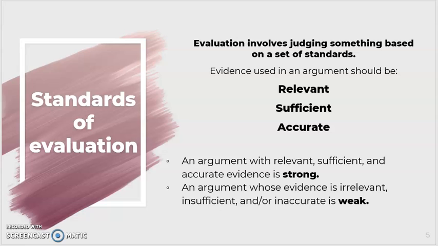As I mentioned briefly already, the standards of evaluation that we want to evaluate for are relevance, sufficiency, and accuracy. When we are evaluating evidence in an argument, we want to make sure that that evidence is relevant, sufficient, and accurate. If we are finding that the evidence is not these things, then we would consider that to be a weak argument. Whereas if we find that the evidence is relevant, sufficient, and accurate, then we would call that a strong argument. So we're going to talk more about each one of these metrics.